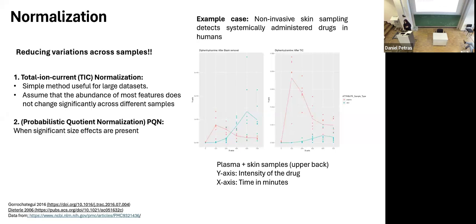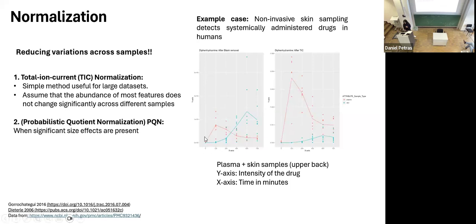For example, in this case, they are trying to find a particular drug which was given to all these people, and they're trying to observe the drug in plasma as well as in the skin, which is basically two sample matrices, right? And when you see just after the blank removal how it looks, the distribution of this particular drug that they were interested in, which is diphenhydramine.